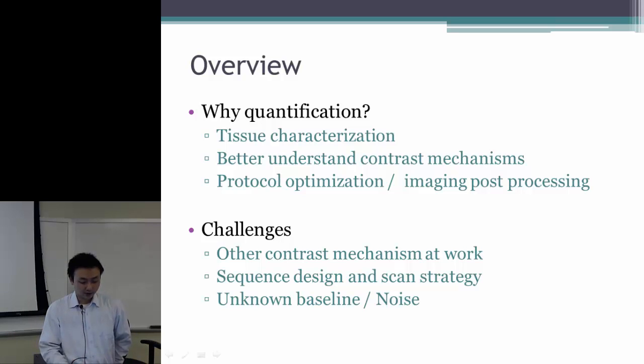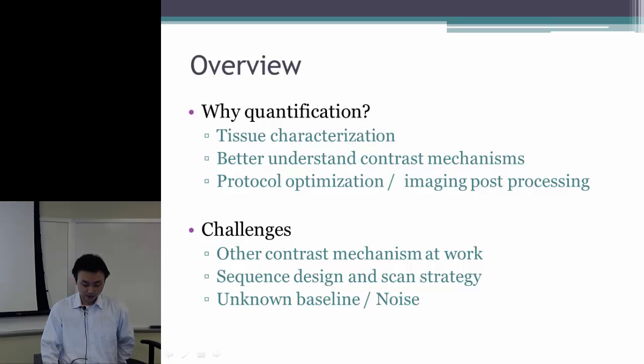So the baseline of the signal is usually unknown. Sometimes we need to design a scan strategy so that we can come up with a signal that contains only baseline, and another signal that contains the baseline and a signal difference. From the signal difference, we can come up with the relative change that is caused by the parameter changes. So most of the time we may be talking about a relative quantification.